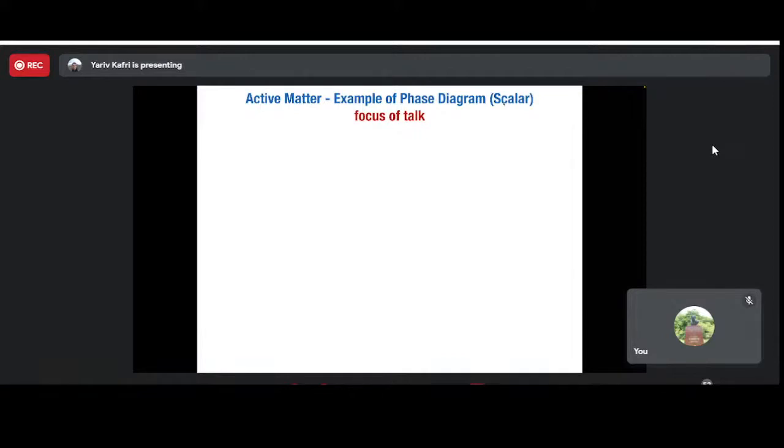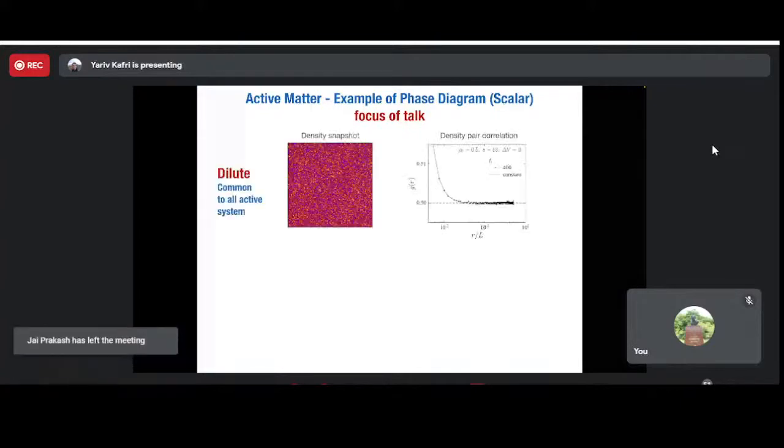If you go to dilute densities, or if you want low activity, the system is, as you would guess, homogeneous. Particles don't see each other. And if you measure a two-point correlation function, it decays exponentially with some characteristic length scale.